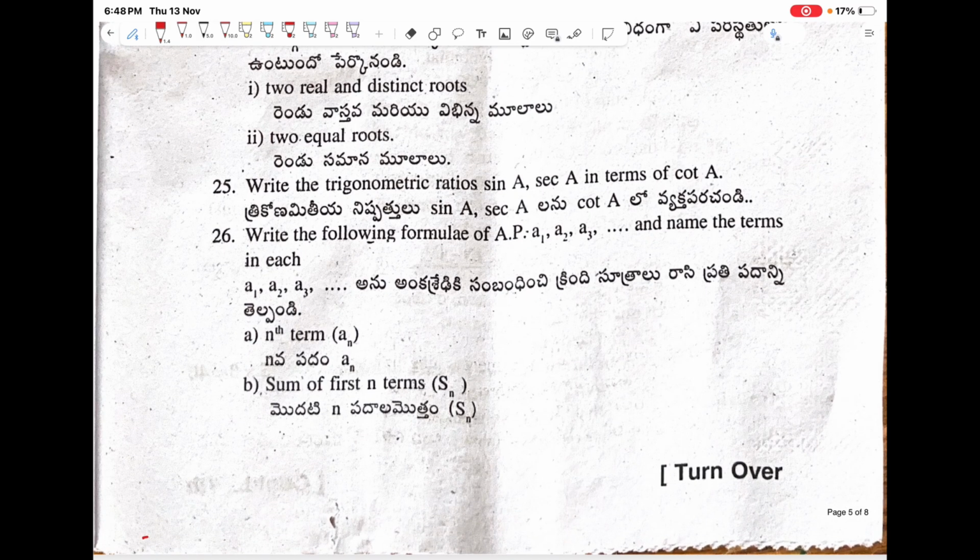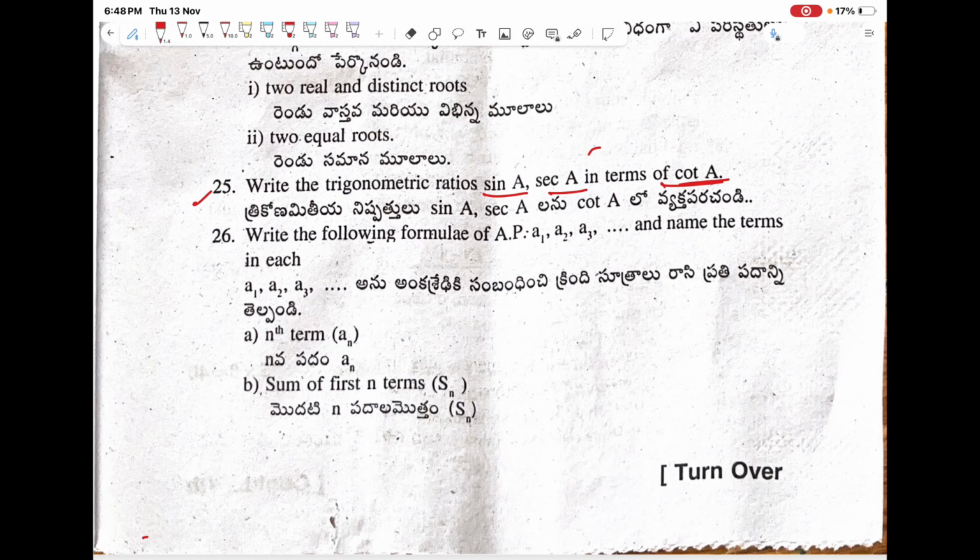Maths does not rely on the papers. It just relies on the logic. Look at question number 25: write the trigonometric ratios of sin A and secant A in terms of cot A. So let us think somehow in a different manner.